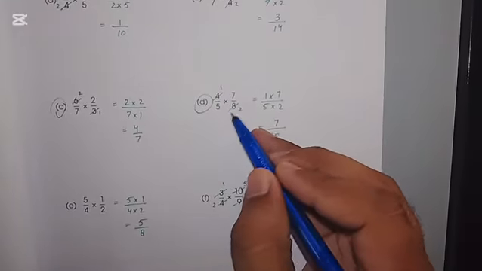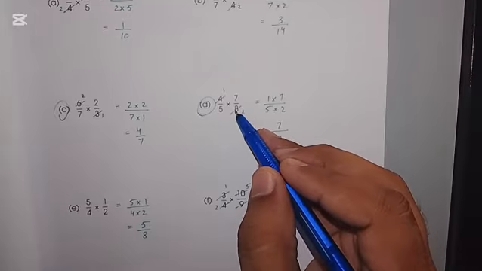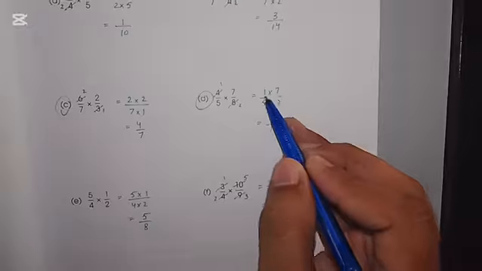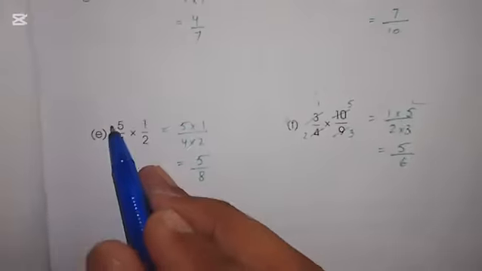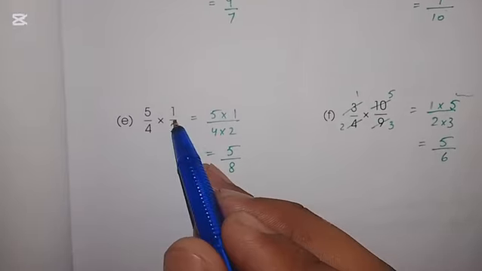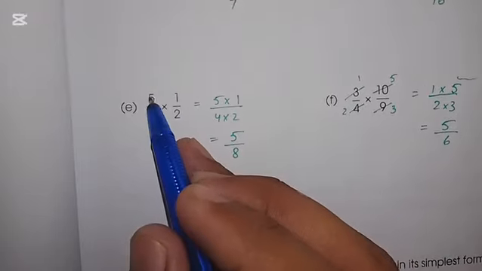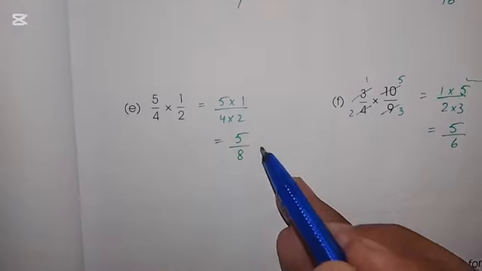So here we find 4 and 8, both of them go on the same table. 4 1s are 4, 4 2s are 8. So we get 1 multiply 7, 5 multiply 2, 1 7s are 7 and 5 2s are 10. Next part, 5 over 4 multiply 1 over 2. Here you can see we have no such numbers which go on the same table. So we simply multiply 5 multiply 1 and 4 multiply 2. 5 1s are 5 and 4 2s are 8.